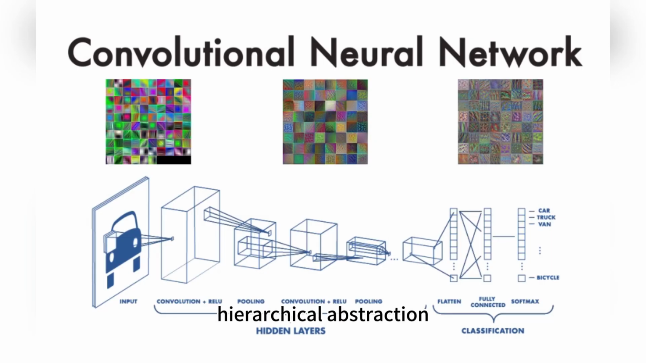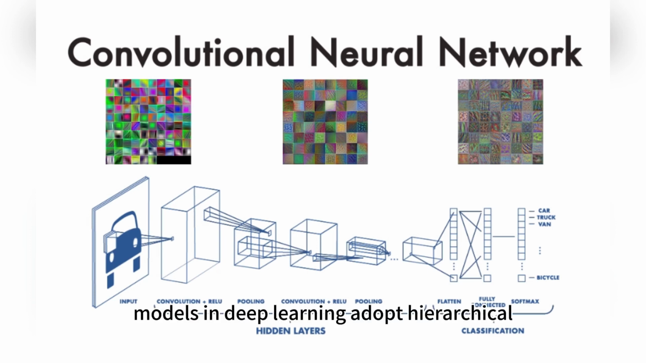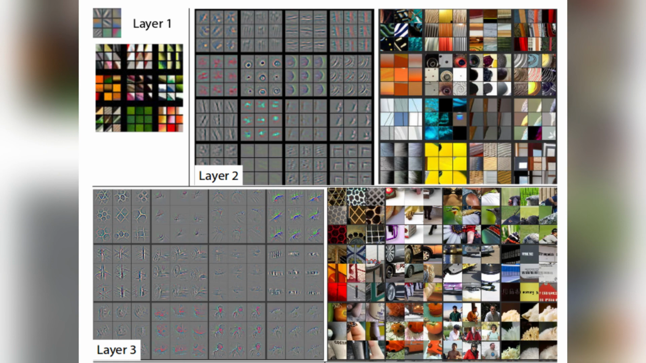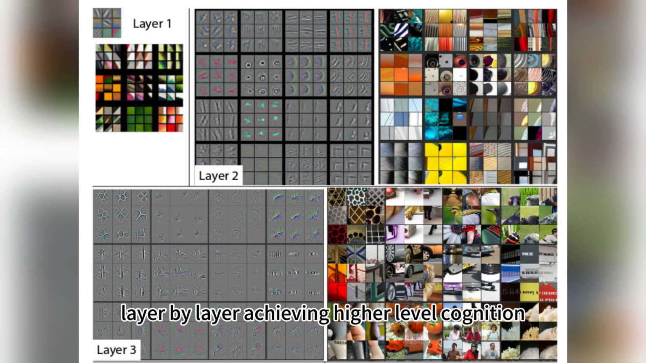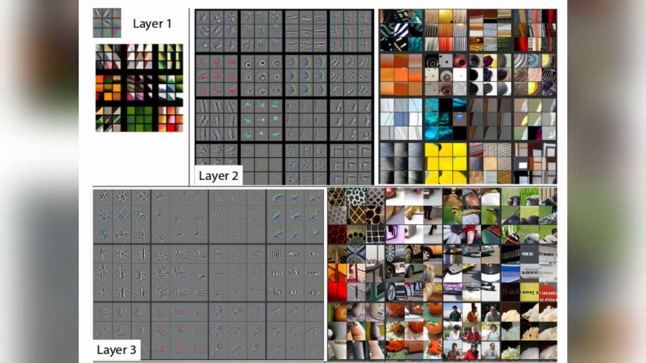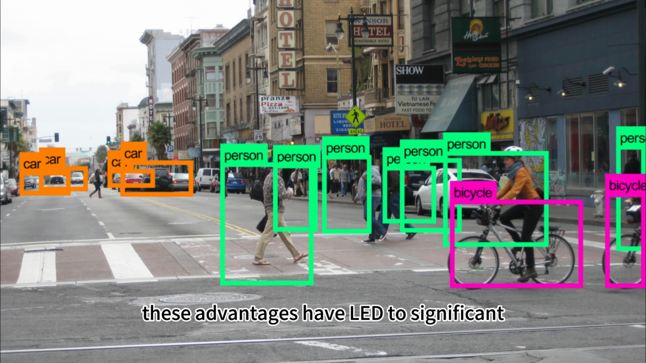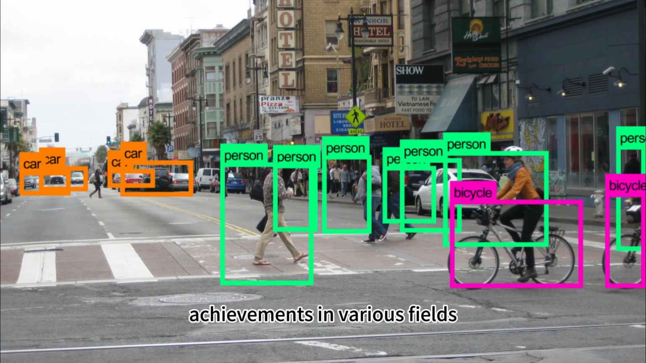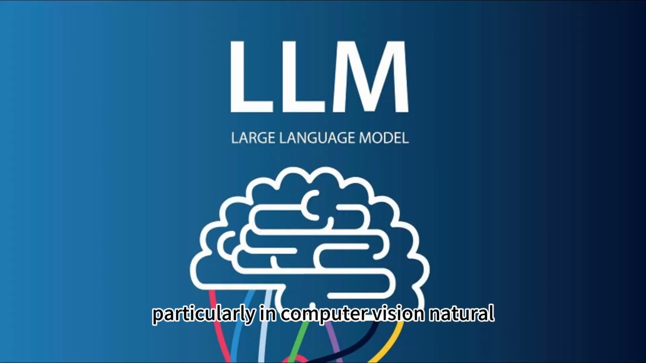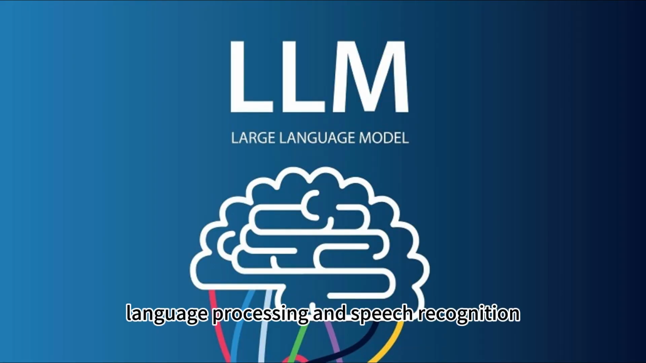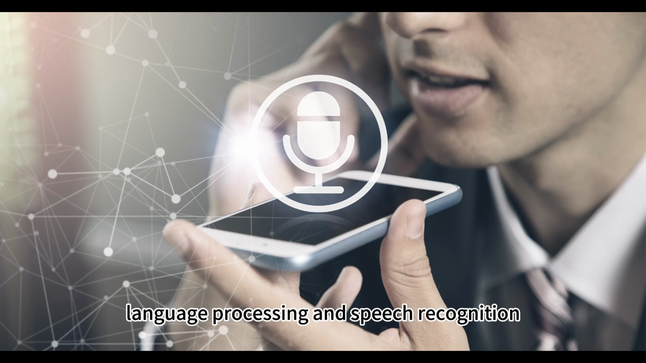8. Hierarchical abstraction. Connectionist models in deep learning adopt hierarchical abstraction representations, allowing systems to extract and learn features layer by layer, achieving higher level cognition. These advantages have led to significant achievements in various fields, particularly in computer vision, natural language processing, and speech recognition.